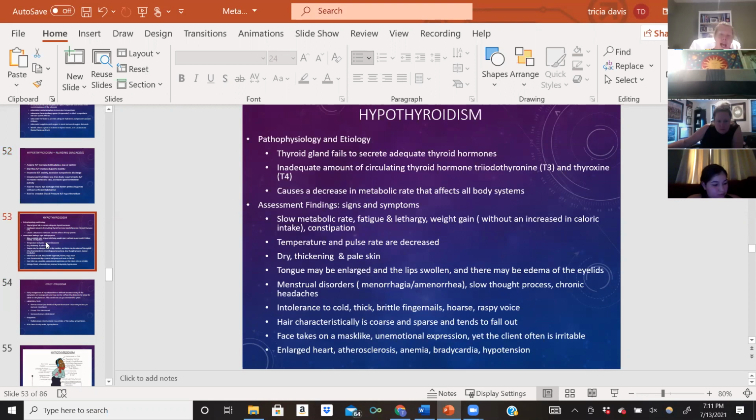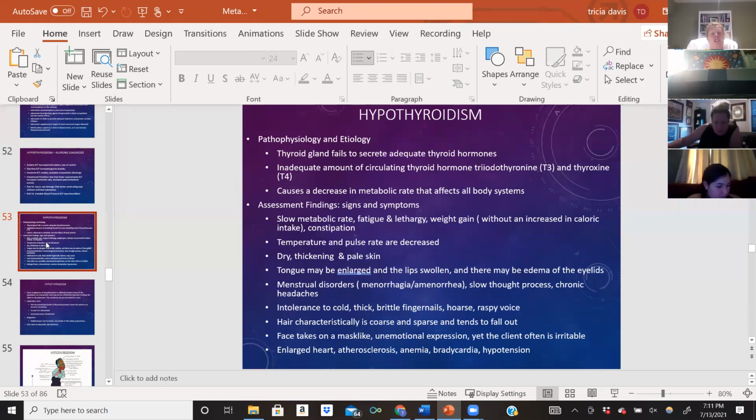All right, so now we're going to talk about the complete opposite: hypothyroidism. This is where the thyroid gland fails to secrete enough thyroid hormones, so the body has an inadequate amount of T3 and T4. This is going to cause a decrease in our metabolic rate that is going to affect all of our body systems. So we're going to see the complete opposite of everything that we saw with hyperthyroidism.